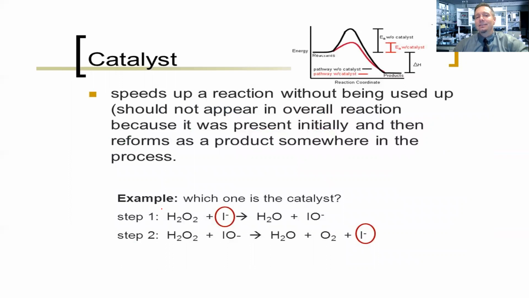So a catalyst, remember what a catalyst is. It speeds up the reaction without being completely consumed in the reaction. It can be a part of an elementary step, but it is back again as a product so that it could be reused. And that's what it says here, because it's present initially and then reforms as a product elsewhere in the process. So here you have the iodine ion consumed, and then here you have it reappear, and that is a catalyst. And you could have to identify a catalyst.